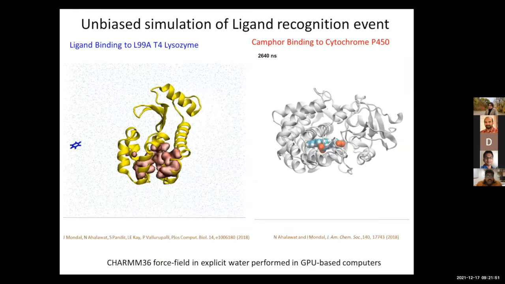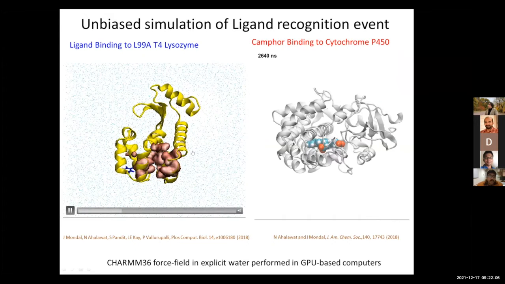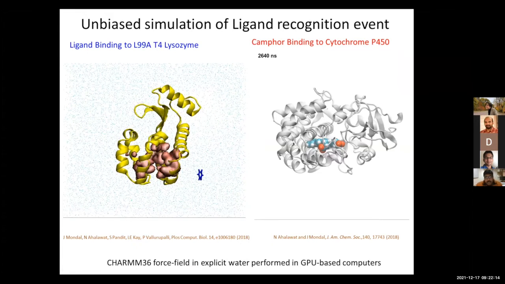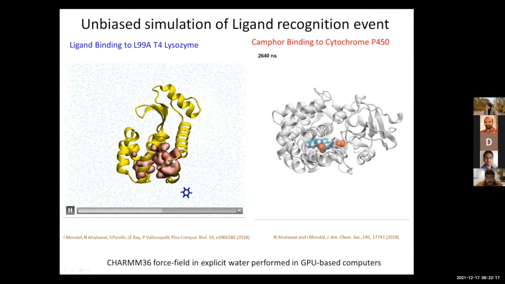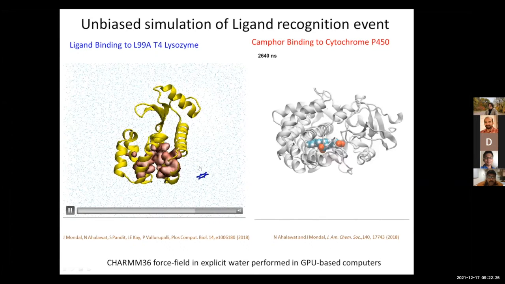As we have previously shown, one can achieve the binding of a ligand if you start from the bulk solvent. You place your ligand in the bulk solvent. We have shown here benzene placed in the bulk solvent, and it finally diffuses through the solvent, then diffuses to the surface, and finally reaches the bound pose. We did this using just a GPU-based machine, and we simulated very long simulations in a completely unbiased way. This system was T4 lysozyme, and we showed benzene binding to the cavity, which is very deeply buried.